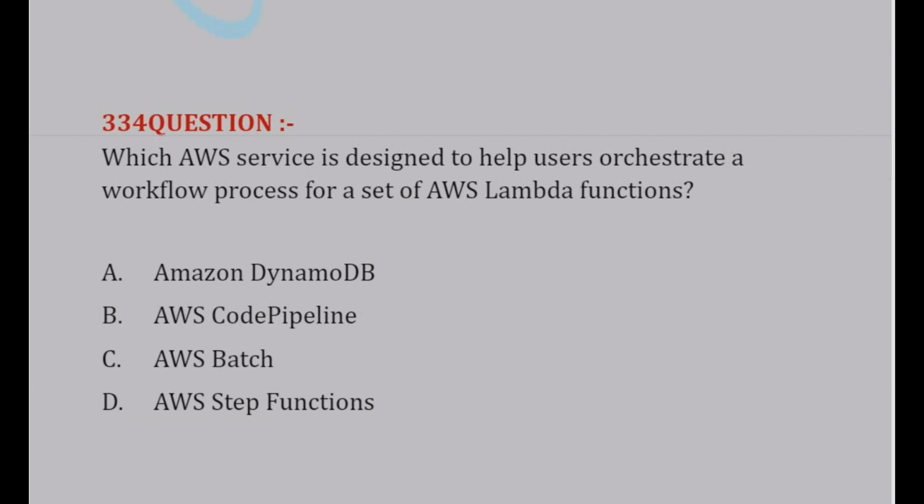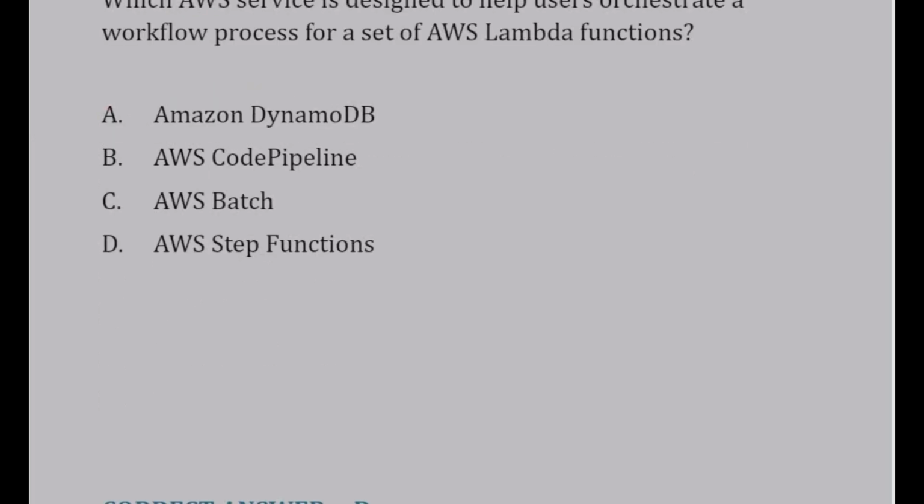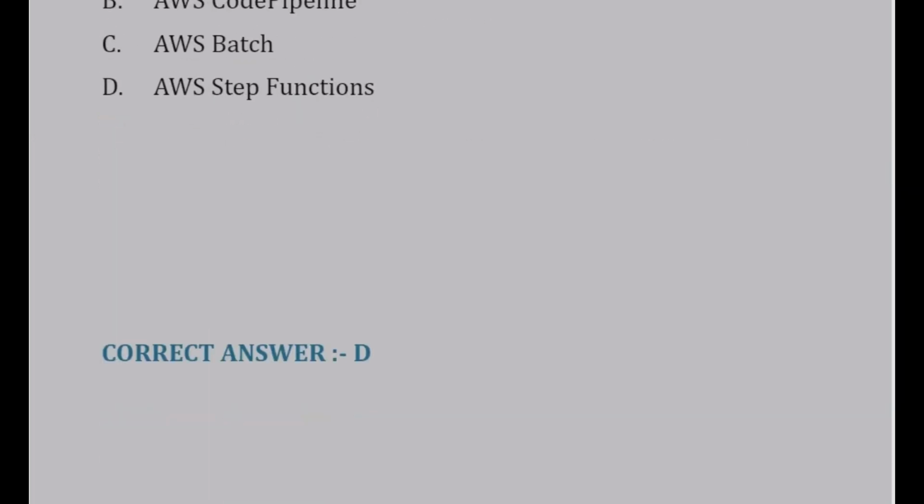Question is, which AWS service is designed to help users orchestrate a workflow process for a set of AWS Lambda functions? Option A, Amazon DynamoDB. Option B, AWS CodePipeline. Option C, AWS Batch. Option D, AWS Step Functions. Correct answer is option D.